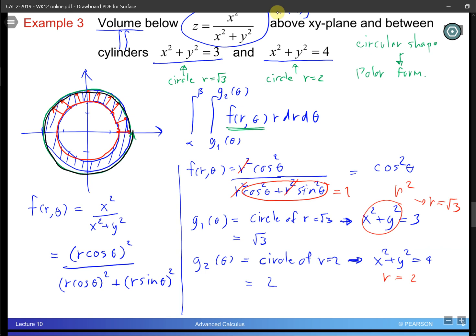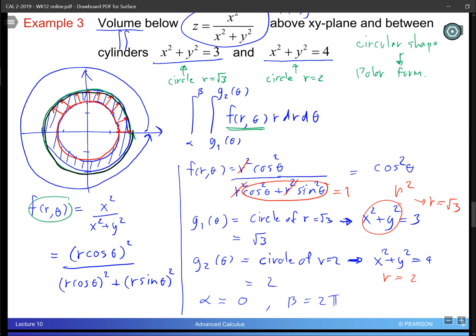Now for the alpha and beta, alpha, starting point of the angle sweeping. So let's take a look at the sweeping of the angle here. We sweep the angle, start from the x-axis, and we go all the way around the origin and come back to the original point, which means that we start from the angle of 0 and end at angle of 2 pi. Everything is ready: function, surface, inner function, outer function, alpha and beta, the boundaries for the angle.